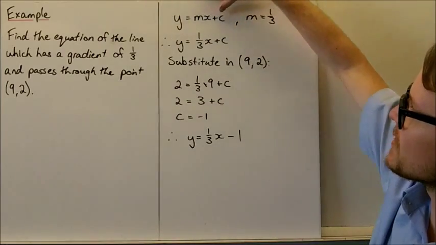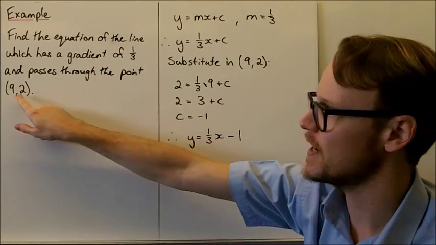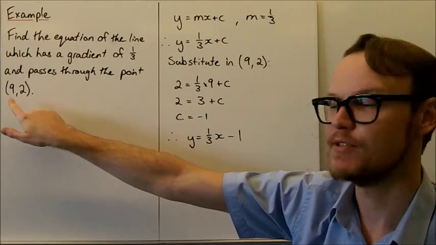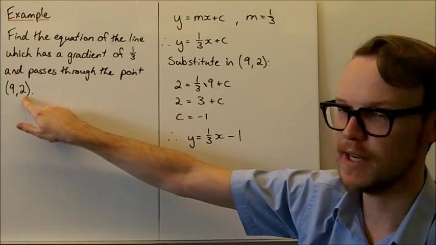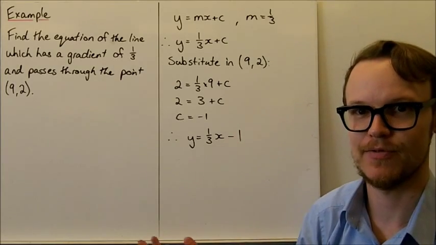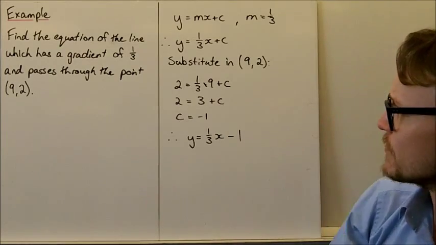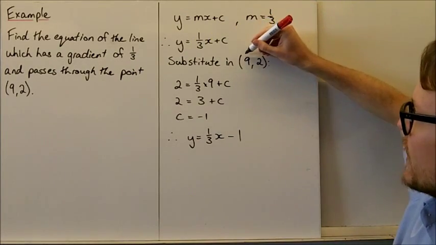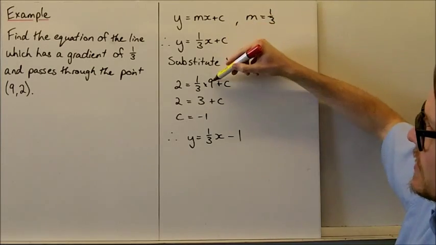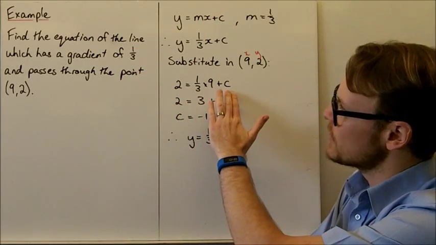If I've got y equals mx plus c, I know that m equals 1/3. Now I do know a value for x and a value for y that's on the line. If I substitute this point in, this value for x here and this value for y here, then I will be able to get our value for c, because we'll have just one variable that we need to use algebra to solve for. So if I substitute in 9 for x and 2 for y, here's my x value, 9, here's my y value, 2, then you can see that all I've got left is c.